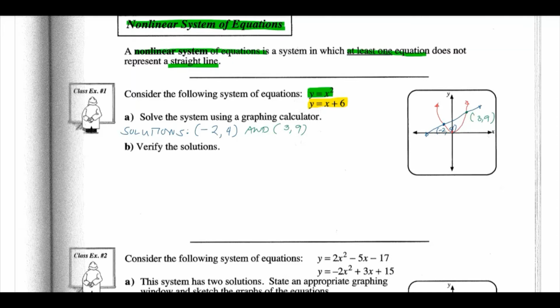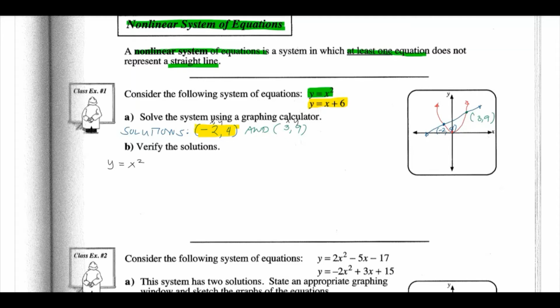To verify our solutions, all we need to do is substitute them into our functions. Remember that the first value is the value of x, and then you have the value of y. Looking at the solutions again.